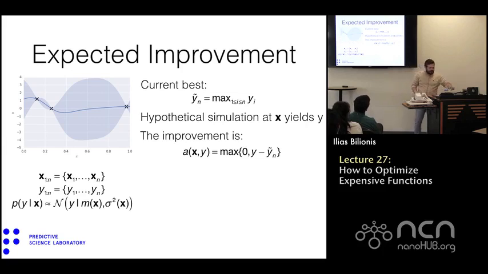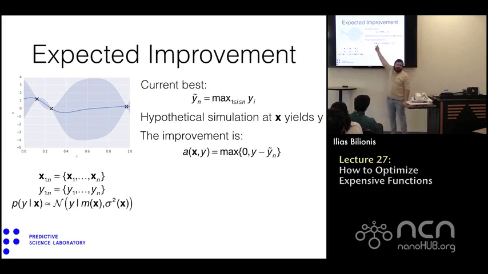Right? So let me repeat. You say, that's my current best, this thing. So you say, if I go to x and I observe y, how much will I improve? If the y you observe is smaller than the current best, you don't improve, 0. If the y you observe is greater than the current best, then you improve by this much. So the improvement you get if at x you observe y is the maximum of 0 and y minus the current best.